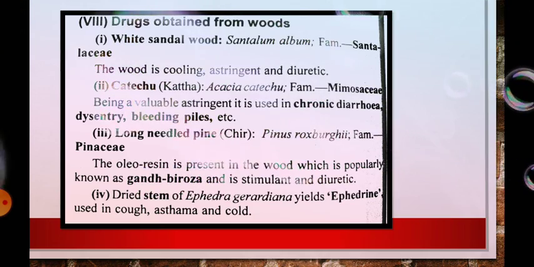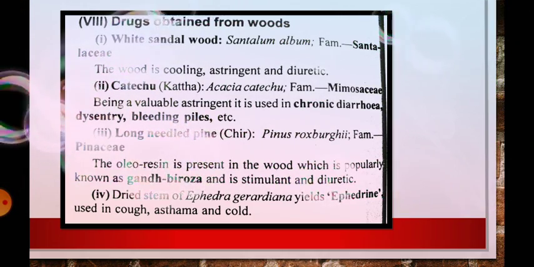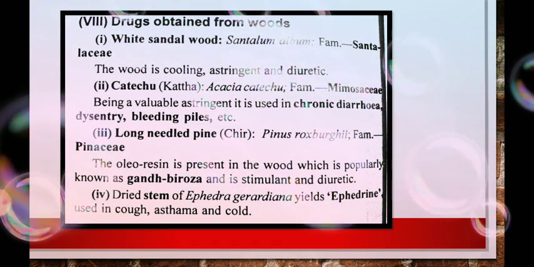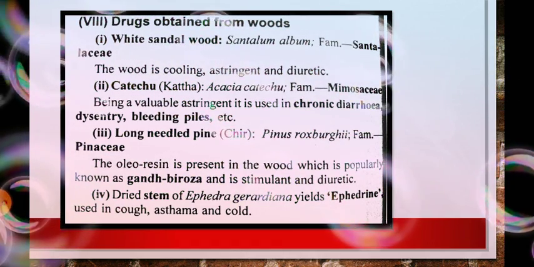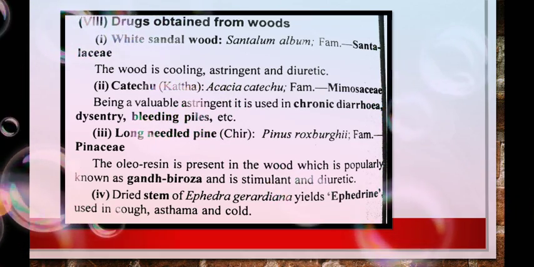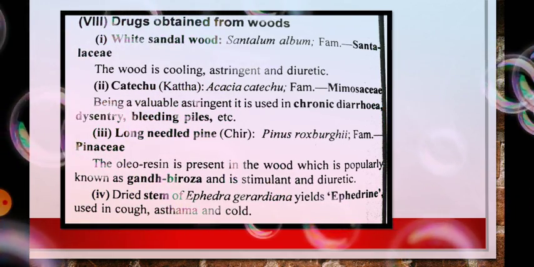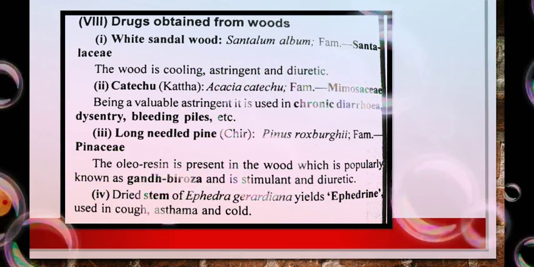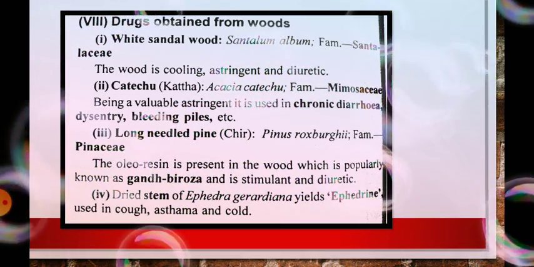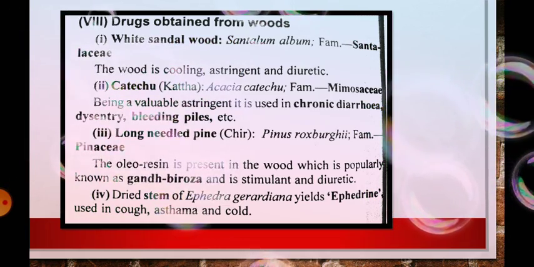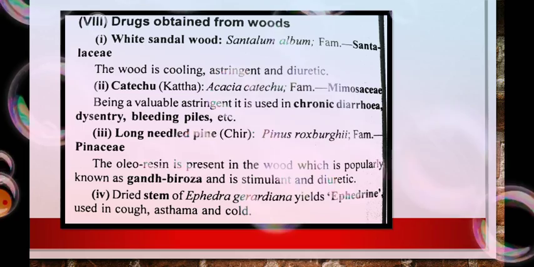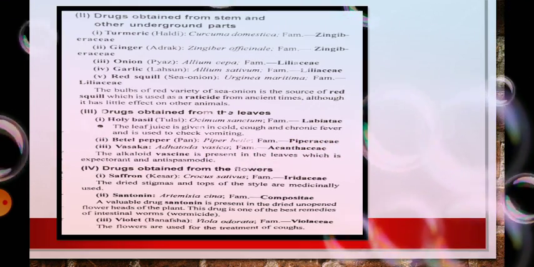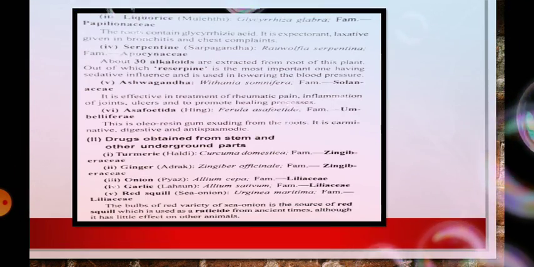Then the dried stem of Ephedra gerardiana, which is also a firewood tree. It belongs to the gymnosperm Ephedra. The drug obtained is ephedrine, obtained from Ephedra, which is mainly used for cough, asthma, and cold. So these are some different types of plants which are mainly used for medicinal purposes.